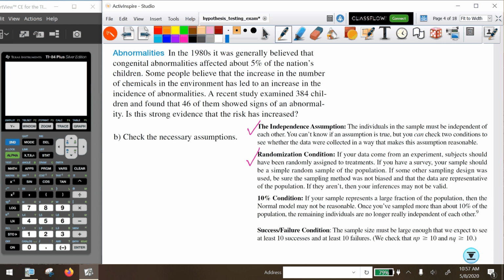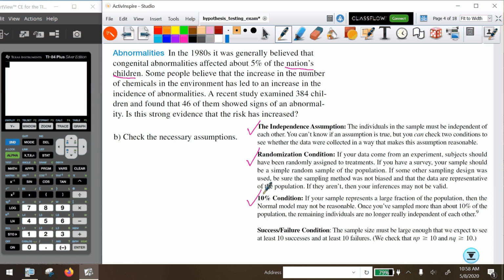The 10% condition. Did we oversample the population? We're talking about the nation's children, so no, 384 children is not more than 10% of the nation's children. So we didn't oversample. We didn't sample more than 10%.